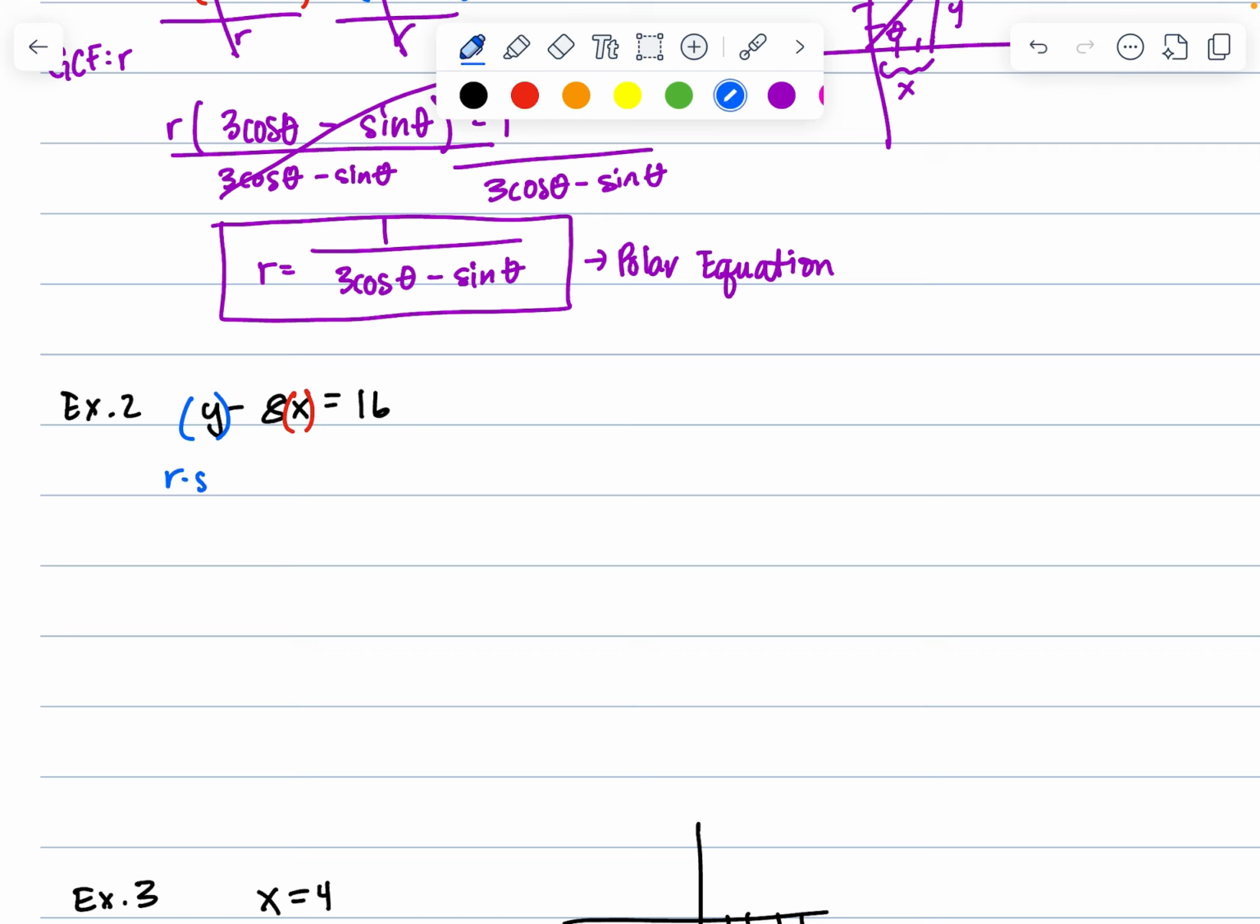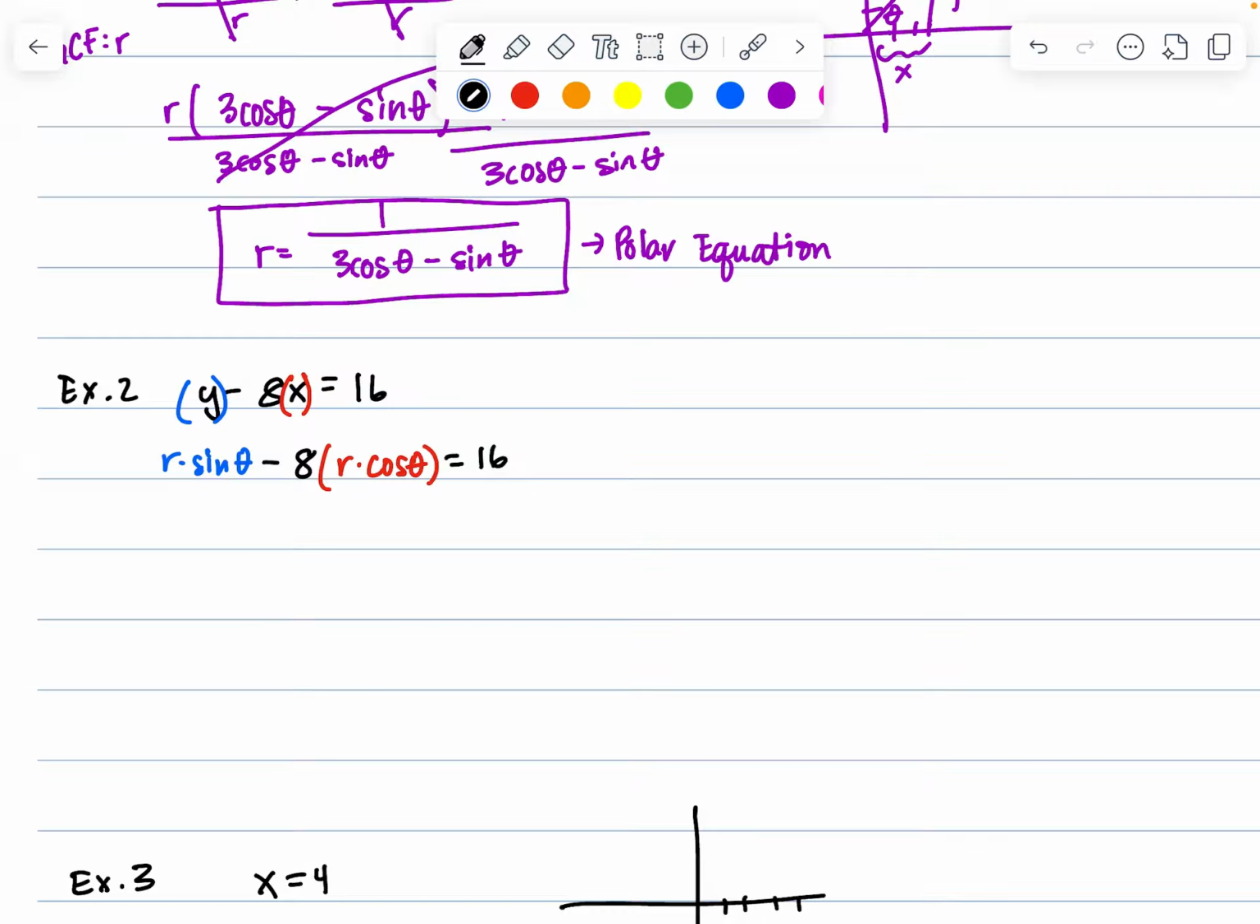y is r sine theta minus 8 times r cosine theta, and this is all equal to 16. We have r in both terms, so I'm going to divide out an r, because that's our GCF. You end up with sine theta on the inside minus 8 cosine theta is equal to 16.